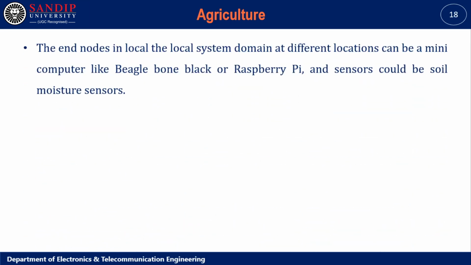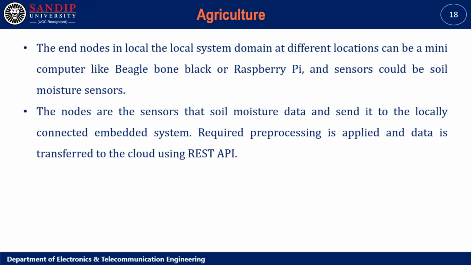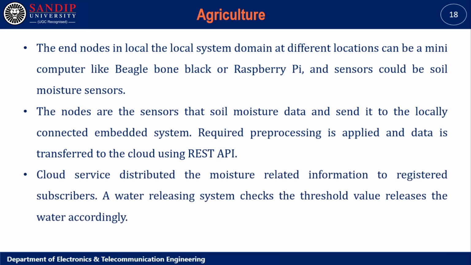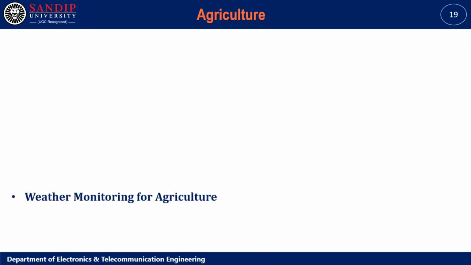The end nodes in the local system domain at different locations can be mini computers like BeagleBone Black or Raspberry Pi, and the sensor could be a soil moisture sensor. The nodes are the sensors that sense soil moisture data and send it to the locally connected embedded system. Required processing is applied and data is transferred to the cloud using REST API. Cloud service distributes the moisture related information to registered subscribers. The water releasing system checks the threshold value and releases the water accordingly.